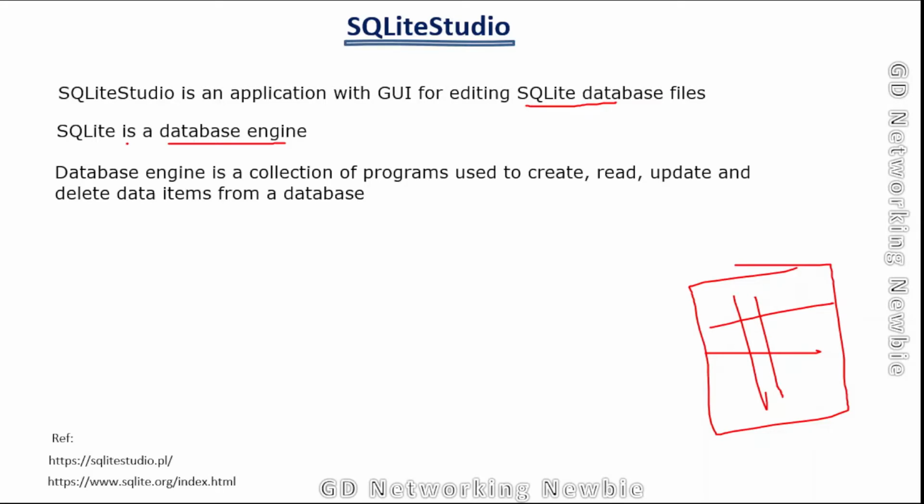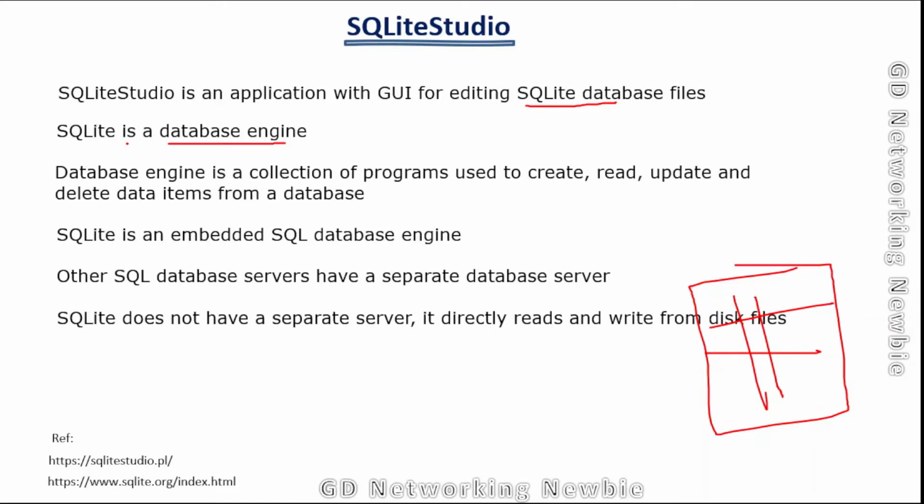SQLite is efficient because it is an embedded SQL database engine, very popular for use in mobile phones and in embedded systems like IoT. So this is very useful. Other SQL database servers have a separate database server, but SQLite doesn't have a separate server. It directly reads and writes data from disk files.